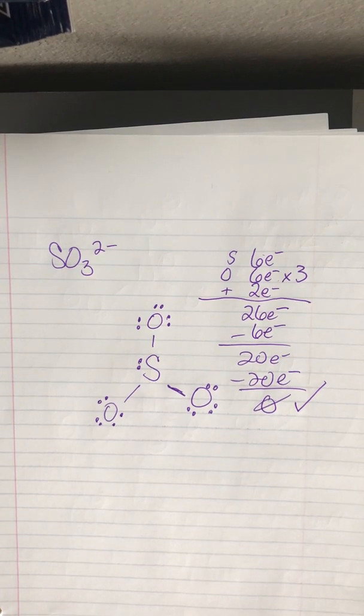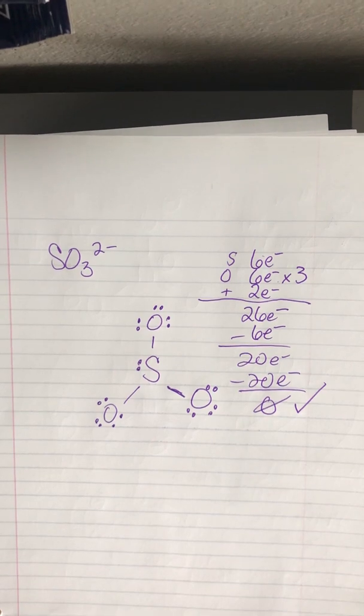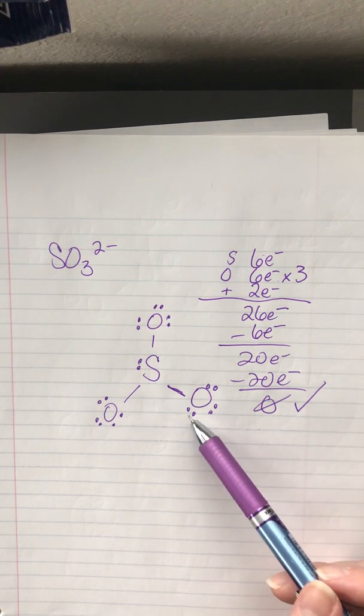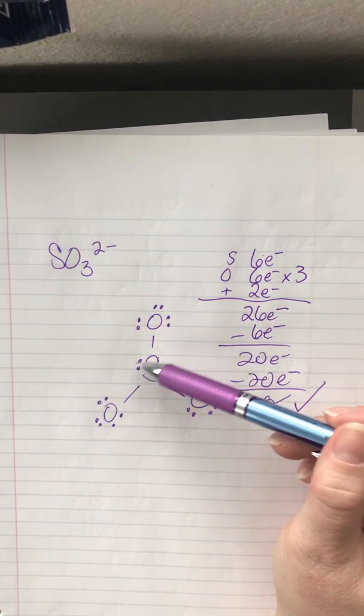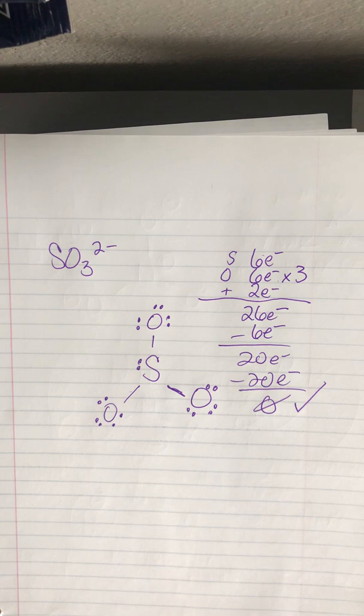Huzzah, I used all of my electrons. So what's the first thing I want to evaluate? The octet. Exactly, right? All of my oxygens have 2, 4, 6, 8, and sulfur has 2, 4, 6, 8. So the octet rule is satisfied, and we're good to go.